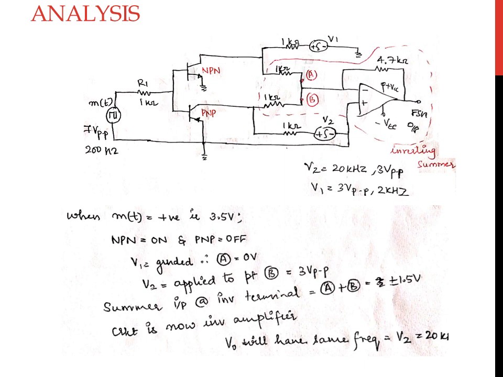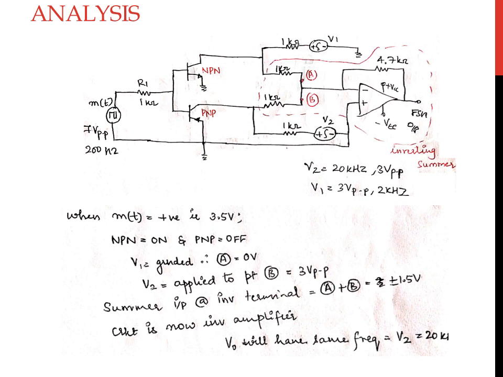Now let us consider when m of t is positive, that is, 7 volt peak to peak is being applied. So when m of t is positive, you are applying a voltage of plus 3.5 volt to the base terminals of the two transistors, NPN and PNP. When a positive voltage is applied to the base terminals, the NPN transistor will turn on and enter into the saturation region, whereas the PNP transistor will turn off.